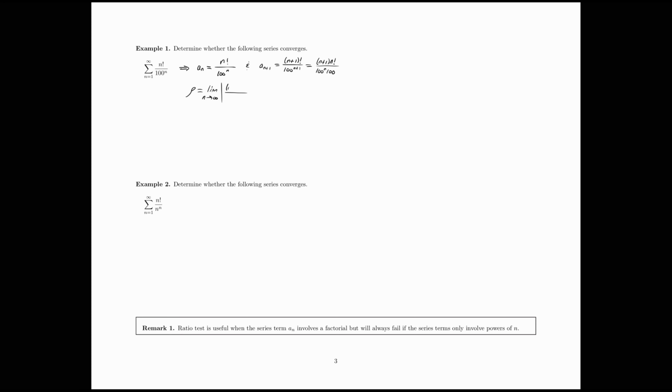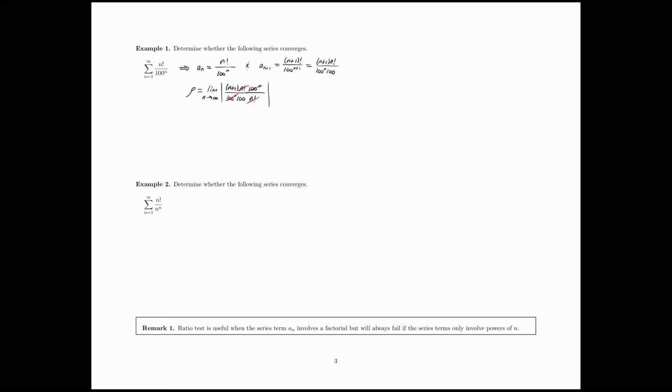So we're going to take this a sub n plus 1 term, which would be n plus 1 times n factorial over 100 to the n times 100. And then we're going to divide by this expression here, but we can just flip and multiply. So this would be 100 to the n over n factorial. Now the n factorials and the 100 raised to the n's will cancel out. And what's left over here is just the n plus 1 term and the 100.